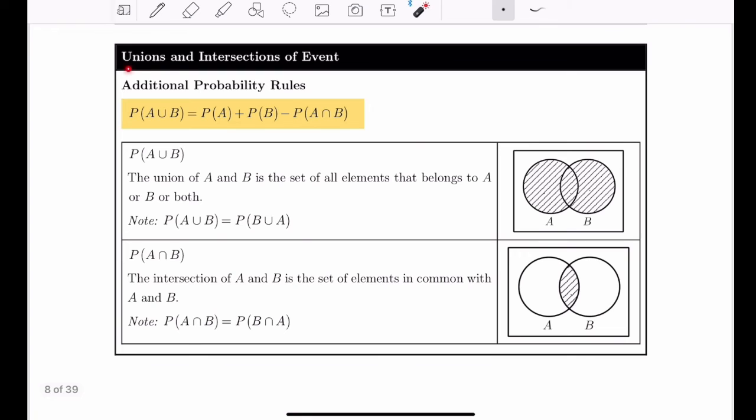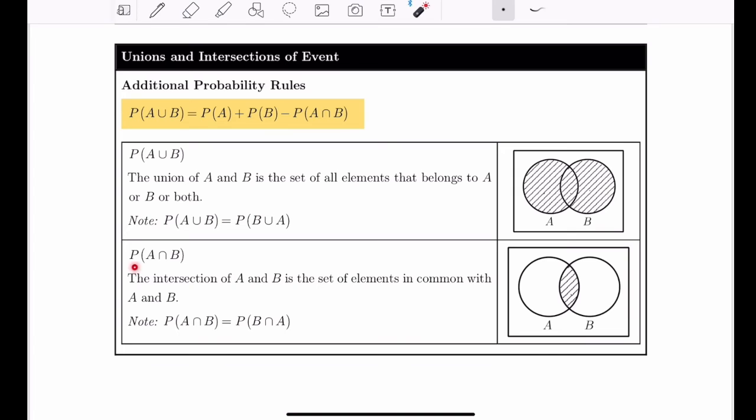Next, we're going to have a look at unions and intersection of event. So additional probability rules, probability A union B equals to probability of A plus probability of B minus the probability of intersection between A and B. So probability A union B is the union of A and B, which is the set of all elements that belongs to A or B or both. So please take note that probability A union B equals to the probability of B union A. So if we illustrate using Venn diagram, we can see the shaded region is what we mean by probability A union B.